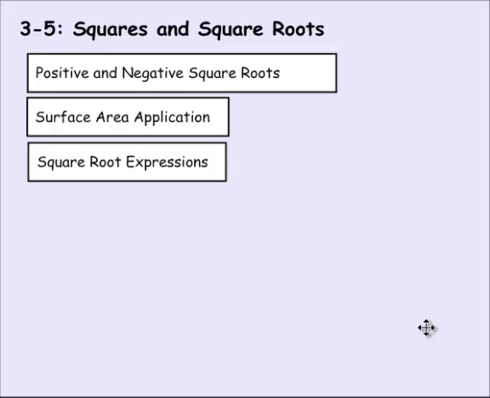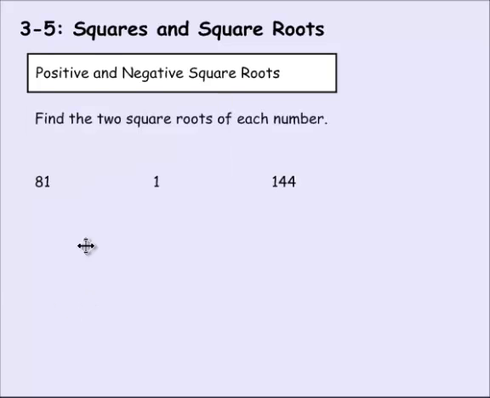We're on lesson 5 of chapter 3, which is squares and square roots. We're going to do positive and negative square roots, then we'll use a surface area application, and then we'll find square root expressions. First, finding positive and negative square roots. So it asks us to find the two square roots of each number.